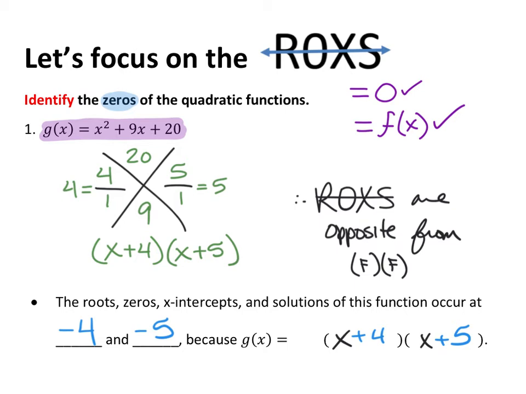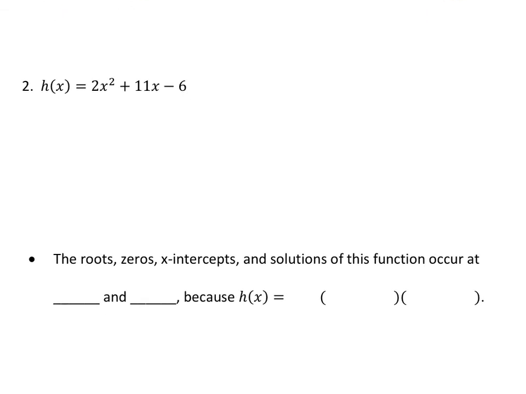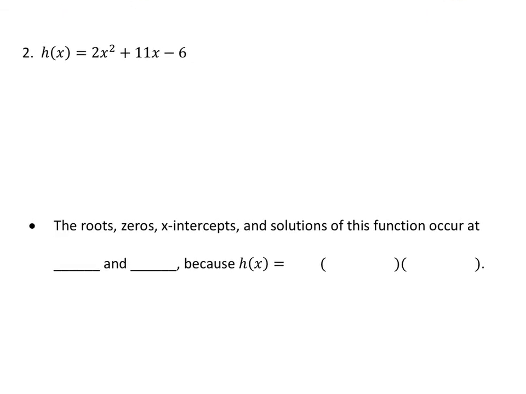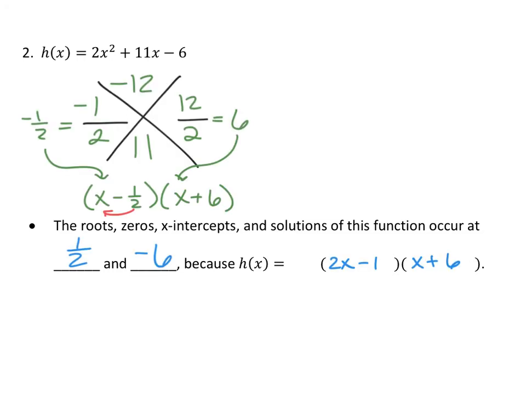Cool. I want y'all to try number 2. I'm going to pause the video, and I'm just going to end up showing you the answers here. So go ahead and pause the video. Try to factor this polynomial. It's set equal to h of x, so we're good to go. And tell me what the roots, zeros, x-intercepts, and solutions are. All right, so here's what I got.